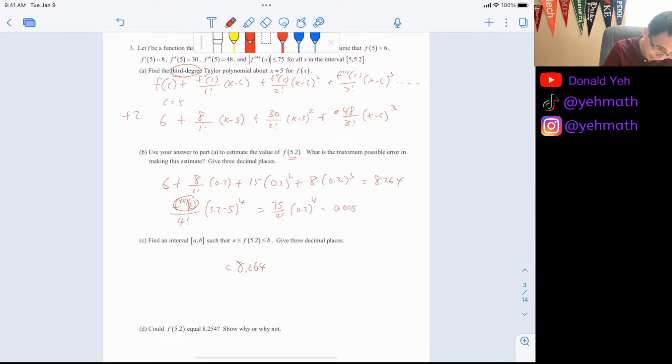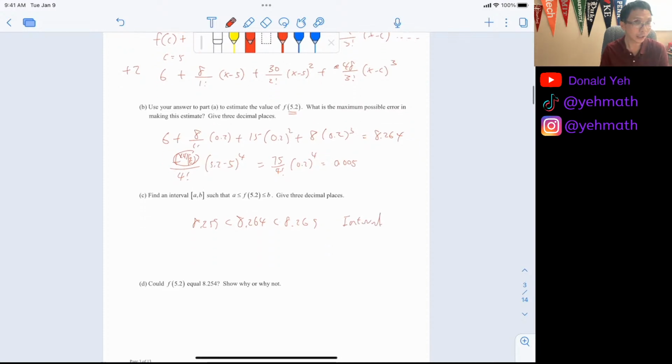So 8.264. The smallest value is going to be 8.259, I believe, and the largest is 8.269. Can you just leave it as plus or minus? You can. I probably will leave it like this, and that will be your interval. Cool. And the last one is a plus 1 point here.